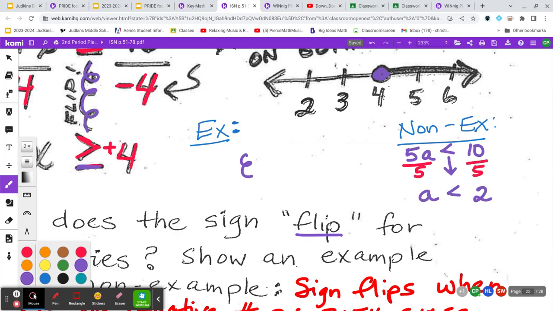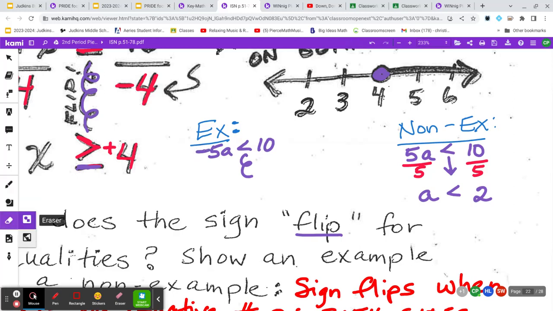Let's take that same exact question. 5a is less than 10, but in order to make an example, what does the coefficient have to be? Negative. Okay, so everybody please make this into a negative 5.